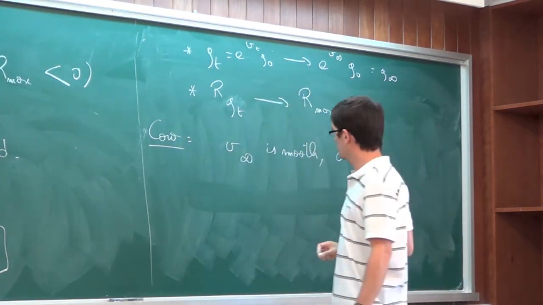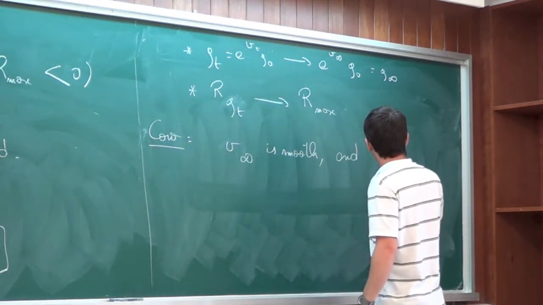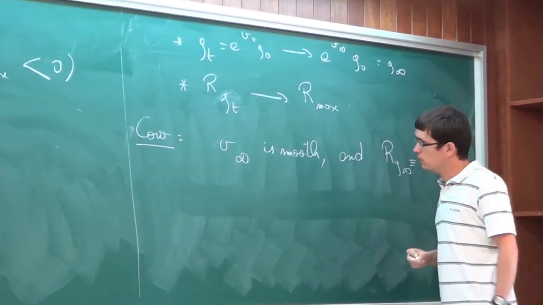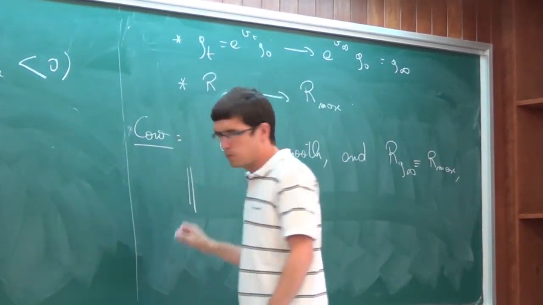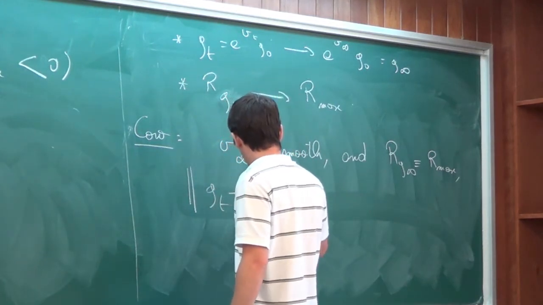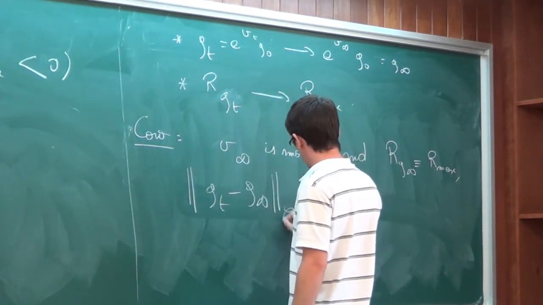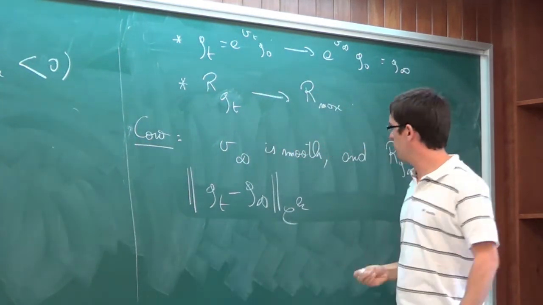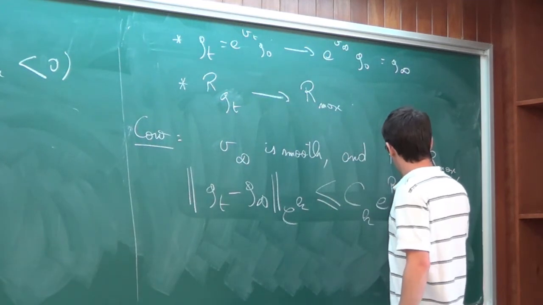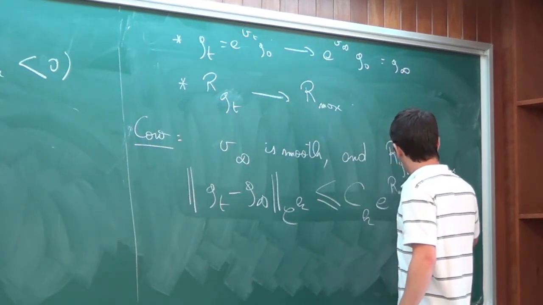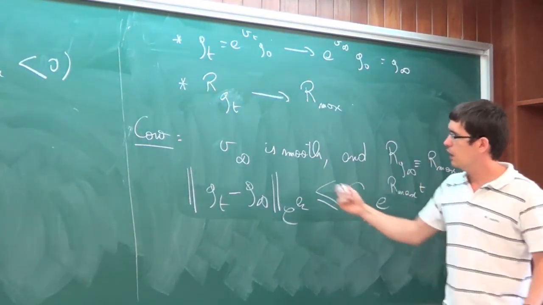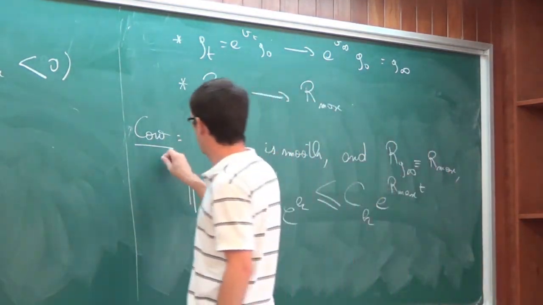And the curvature of g infinity is constant. And even the speed of convergence of the whole flow at order k, like we've seen yesterday, is less than some constant. So you see, it converges exponentially fast at all order to the metric g infinity.